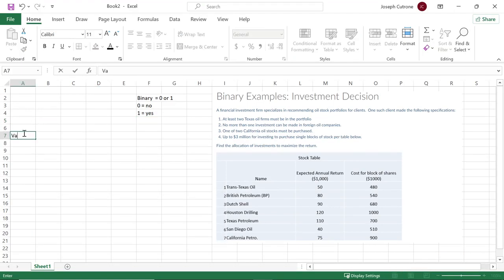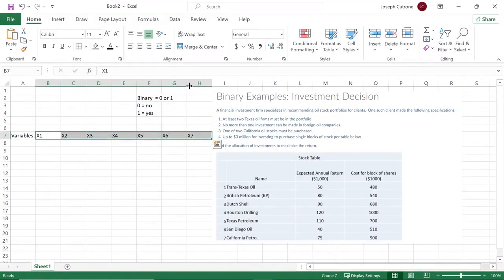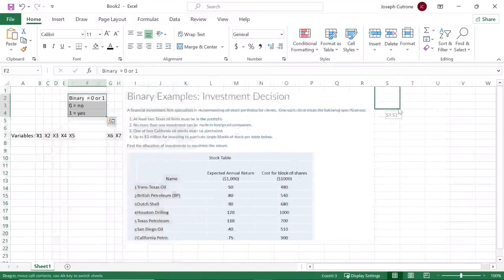So our variables here, which are binary now, I'll just call them X1, X2. I don't have a good name for it. It's like yes or no, do I buy it? I don't want to list out all 7 stocks. So X1, X2, X3, X4, X5, X6, and X7. And I'll shrink the columns a little bit as well, just so we have nicer formatting. Maybe I'll move this over here.